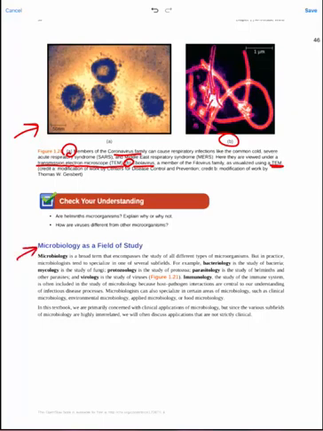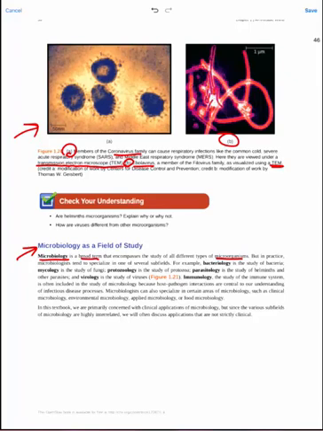Microbiology as a field of study. Microbiology, as you can see, is a broad term. We're talking about everything from acellular organisms to unicellular to multicellular. We're talking about prokaryotes, we're talking about eukaryotes, and even helminths, which are worms, some of them huge worms. It encompasses the study of all different types of microorganisms.